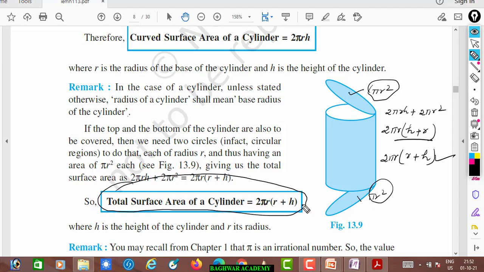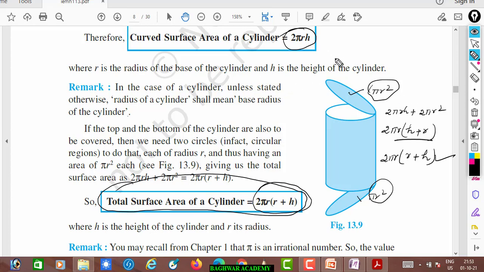So if you want to find the lateral surface area, your formula is 2 pi rh, and if you want to find the total surface area of a cylinder, your formula will be 2 pi r, r plus h. And I hope you understood how this formula has been derived. So go through it again properly and try to learn how this formula has been derived.